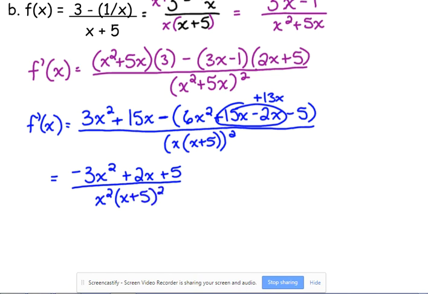I can do that here because that's a product, okay? It's not x plus 5 squared. I couldn't do it then, but because it's x times x plus 5 squared, I can apply that squared to both those terms. Let's see if we can factor that numerator. Take out a negative. We've got 3x squared minus 2x minus 5.